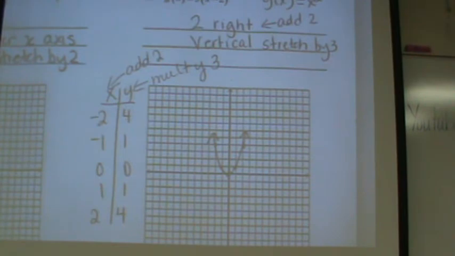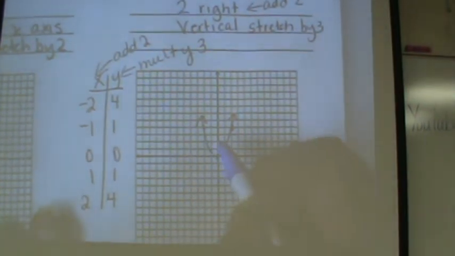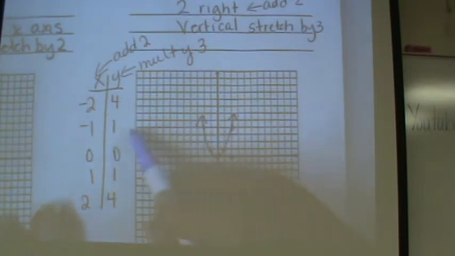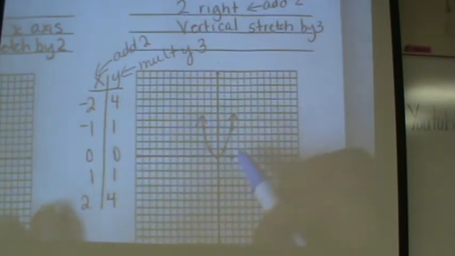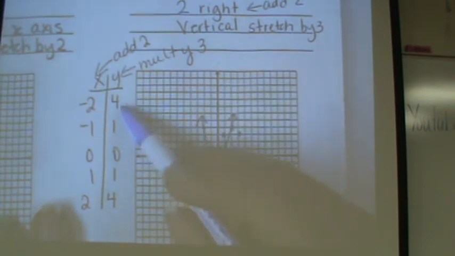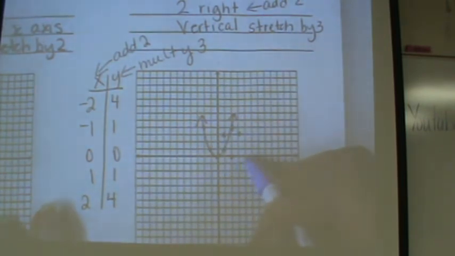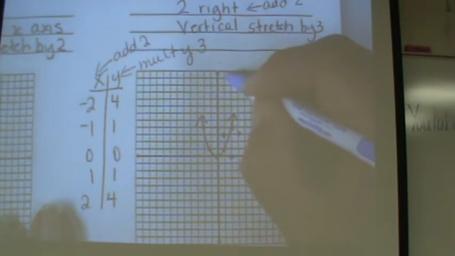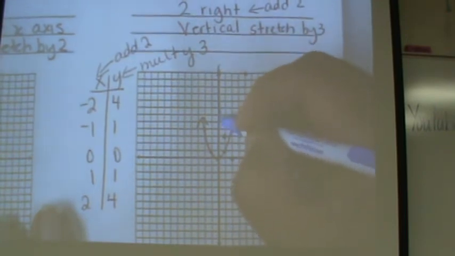Your new graph is going to be over 2, 0. And then these are being multiplied, so the 1 is being multiplied by 3. So these two are going to be multiplied by 3, so you're going to go over 1, up 1, 2, 3. Here and here. And then these would be 12s. So over 2 and up 12. 1, 2, 3, 4, 5, 6, 7, 8, 9, 10, 11, 12. And here's your graph right here.